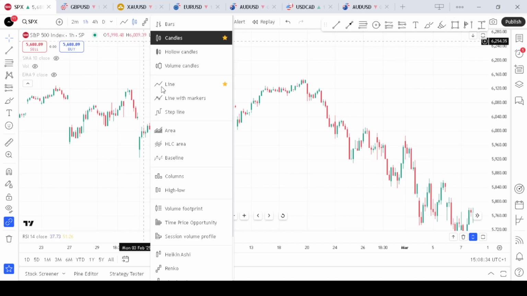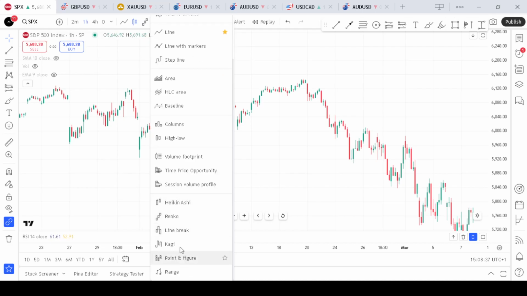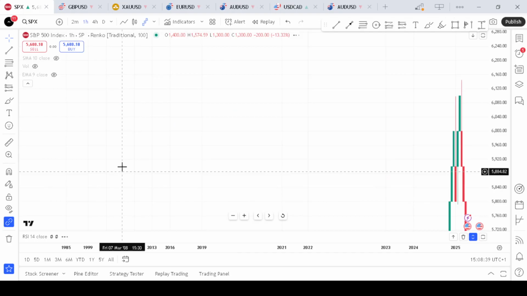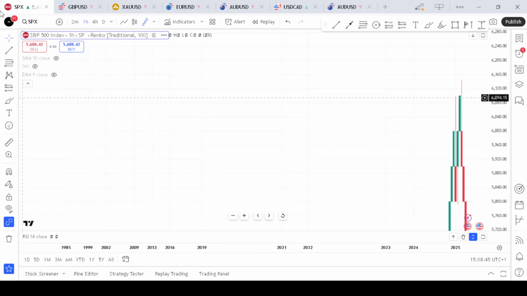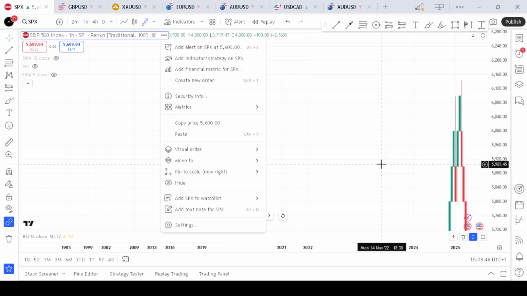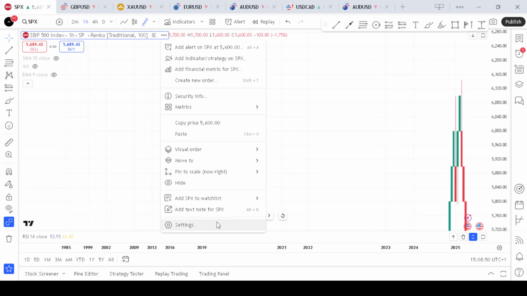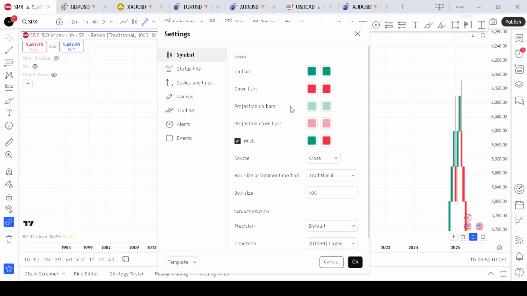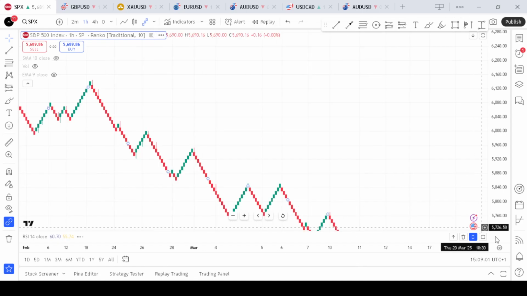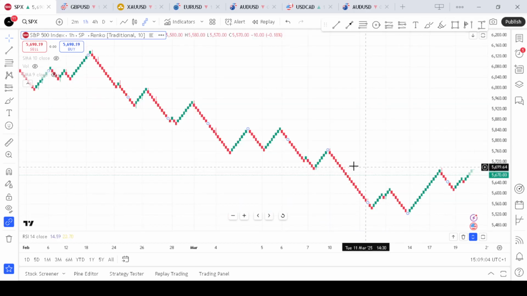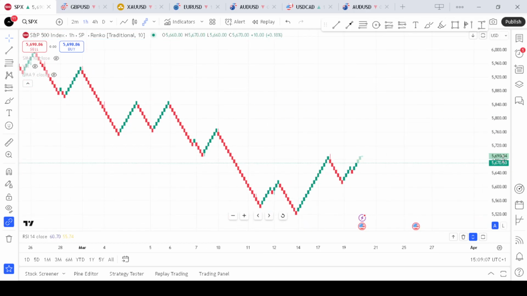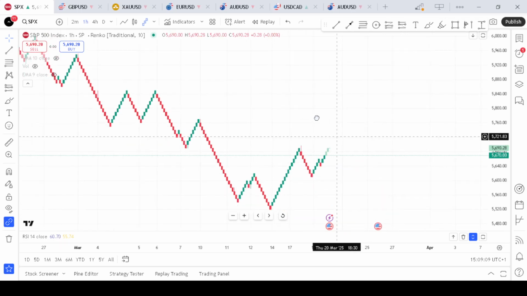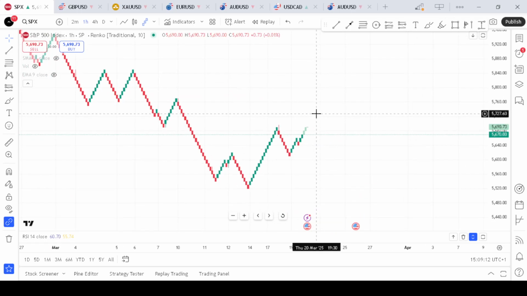This RENKO chart is a unique type of price chart that solely focuses on significant price movement. The RENKO chart uses what we call bricks to represent price changes of a predetermined size, regardless of time elapsing. The term RENKO originated from a Japanese word renga, meaning brick, which describes the chart appearance.